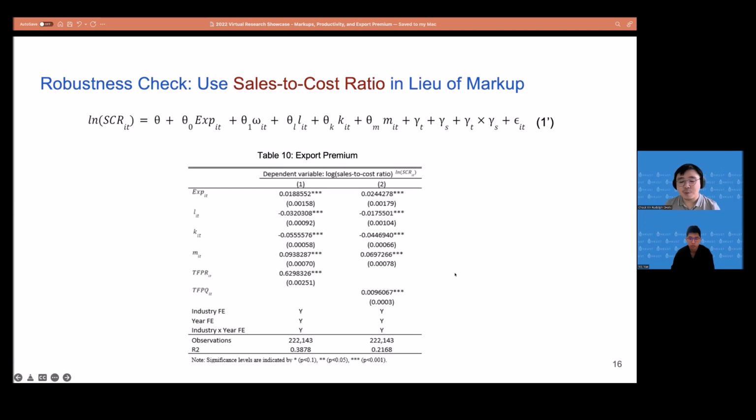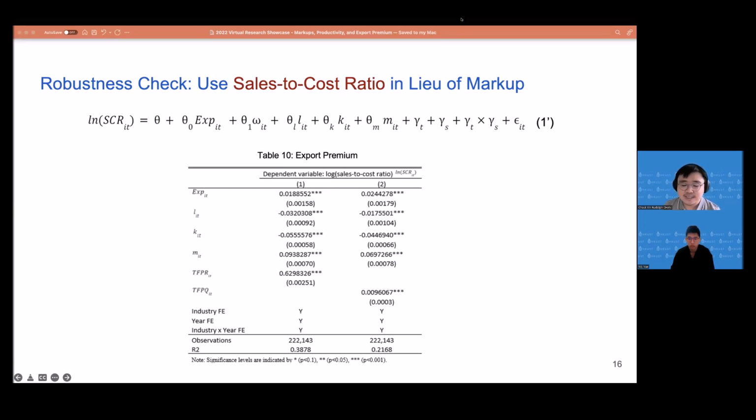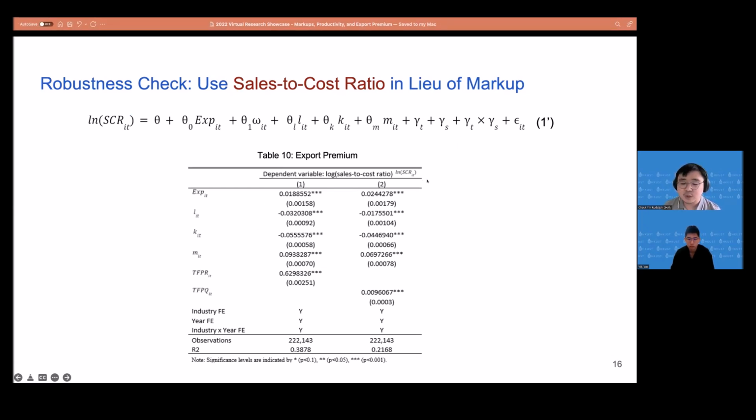And here we do a robustness check. We use the sales to cost ratio, and this ratio is directly obtained from our data instead of the estimated markup, to see whether our results on the export premium will change significantly when we use a different proxy for the markup. As you can see in this table, our results are still robust because the export premium conditioned on the physical productivity in column 2, that is the TFPQ, is still significantly larger than that conditioned on the revenue-based productivity, that is TFPR in column 1.